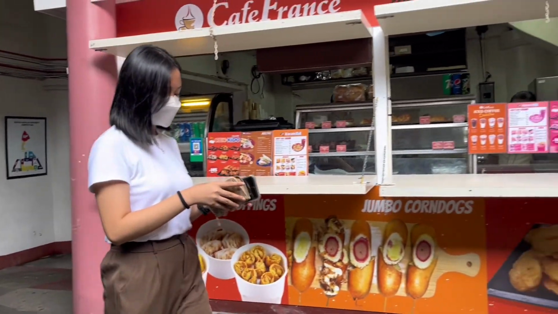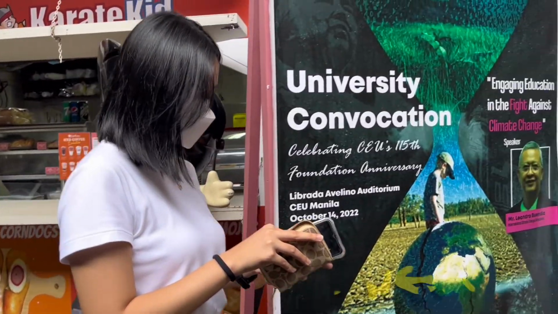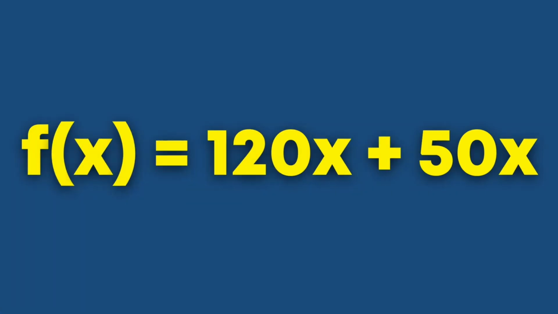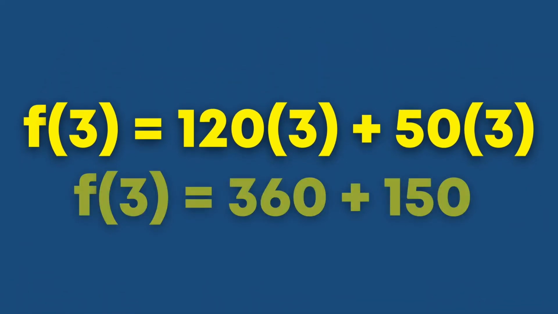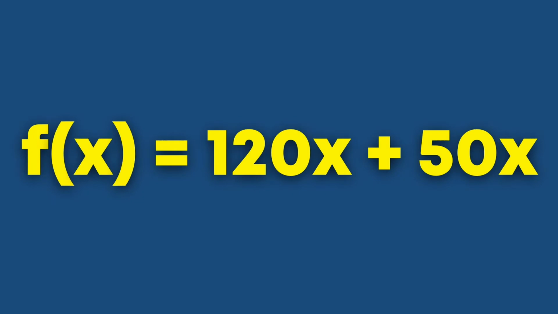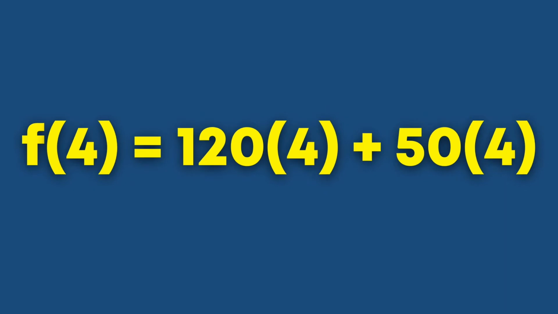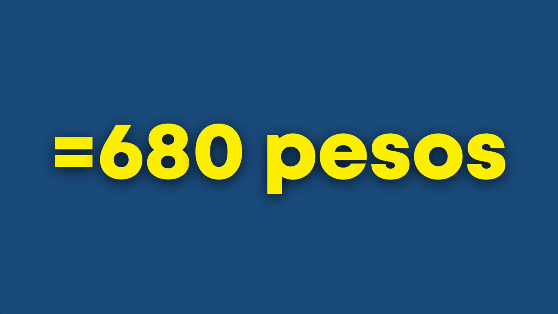My food expense per day is 120 pesos and my transportation costs 50 pesos. If I go to school for 3 days, the solution will be x is equal to 3, so 120 pesos times 3 plus 50 pesos times 3, the total will be 510 pesos. And if I go to school for 4 days, that will be x is equal to 4, so 120 pesos times 4 plus 50 pesos times 4, the total will be 680 pesos.